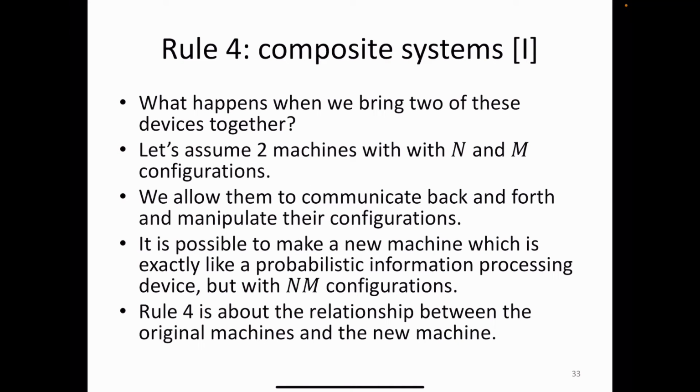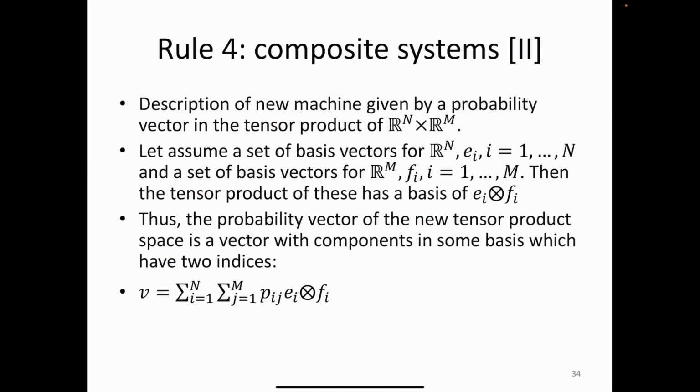And for composite systems, rule 4, what happens when we bring two of these devices together? Let's assume we have two machines with n and m configurations, and we allow them to communicate back and forth and manipulate their configurations. It's possible to make a new machine, which is exactly like a probabilistic information processing device, but with n times m configurations. And this rule 4, the composite systems, as we learned before, is about the relationship between the original and the new machine. We do that by means of a tensor product.